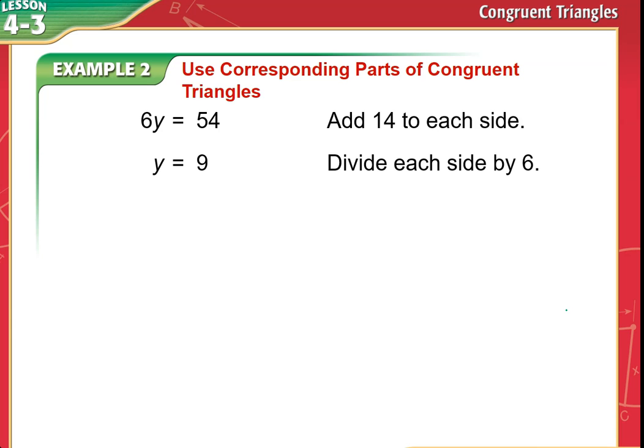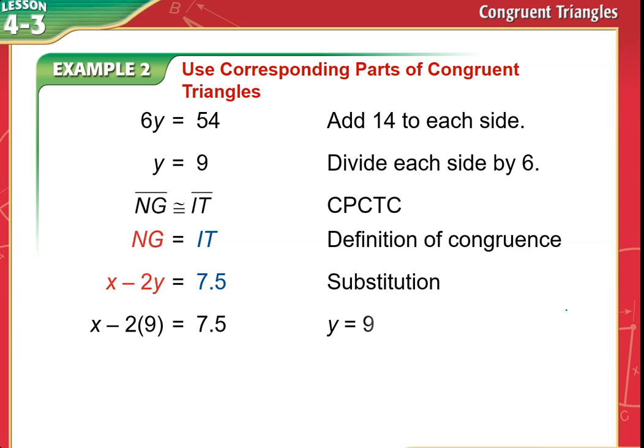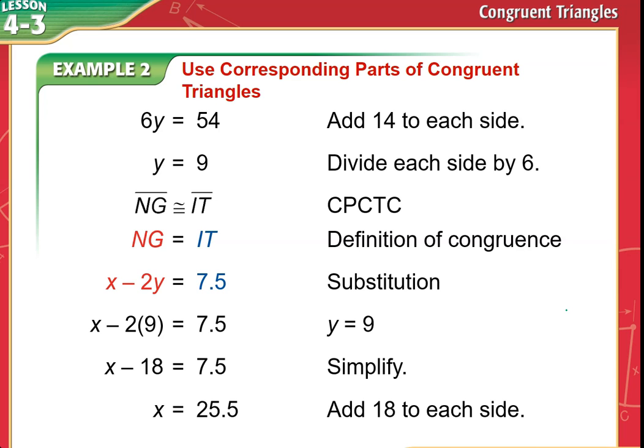6y plus 54, y equals 9. And then we have NG being congruent to the IT for that reason, and it goes through and solves for the x.